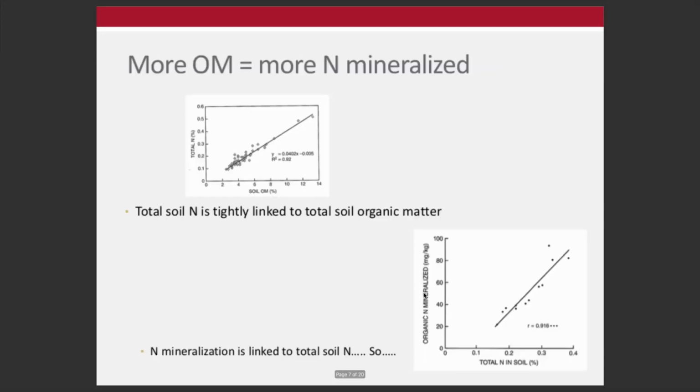These are relationships that are probably from the textbook, probably from similar soils. In the real world, if we went out and measured this on many different soil types, the data would look messier, but it's just illustrating the point that as our organic matter increases, our total nitrogen increases, and then as our total nitrogen increases, organic nitrogen mineralization increases. So in this idea that when we have more organic matter in the soil, we're typically going to have greater N mineralization.